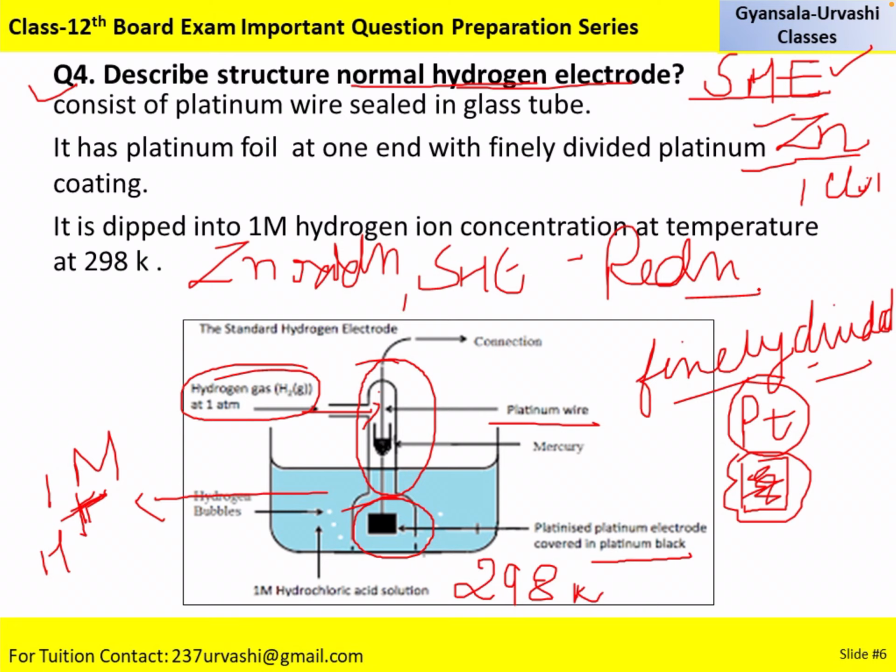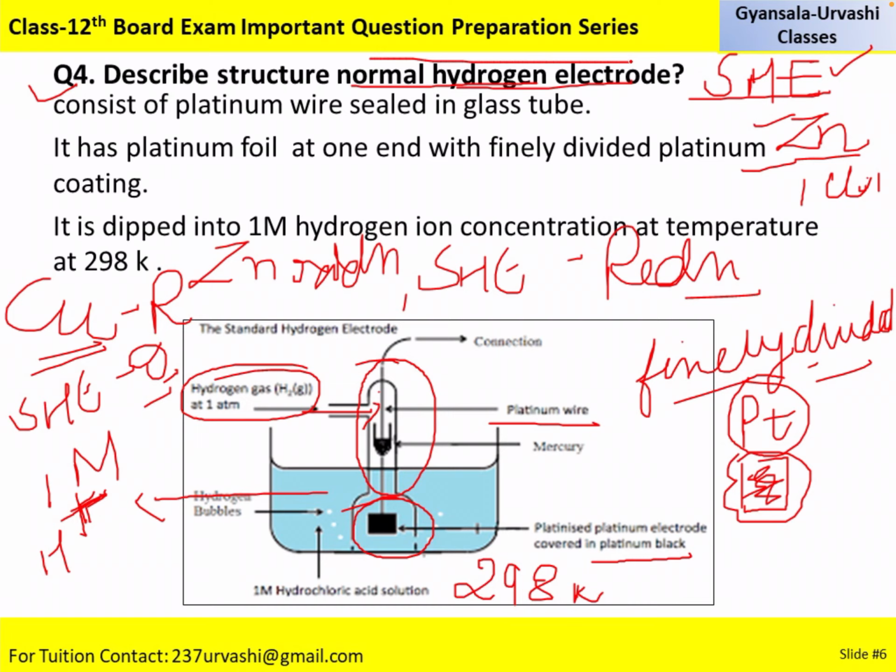Now if I change the example, and I say you need to find the reduction potential of copper. Copper is less reactive than hydrogen. So copper will reduce itself and the standard hydrogen electrode will be oxidizing itself. So what is the use of this normal hydrogen electrode? It is used to measure the reduction potential of different elements.